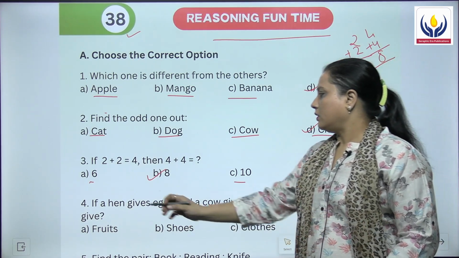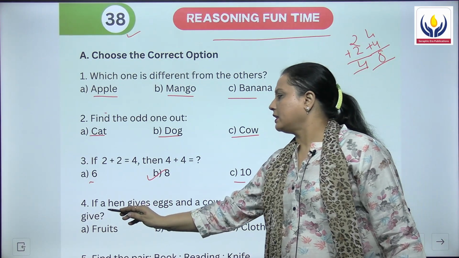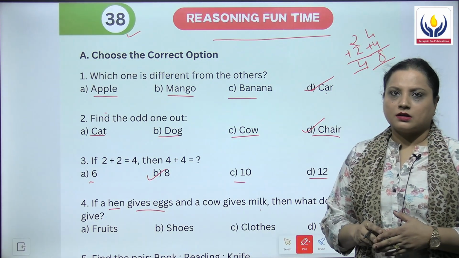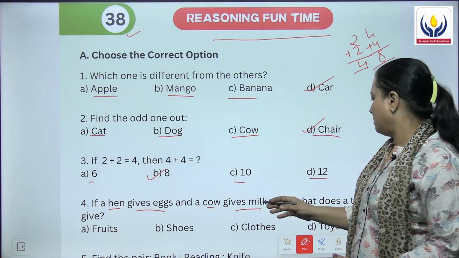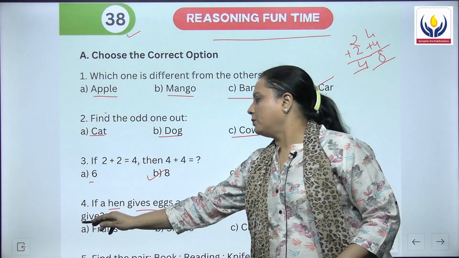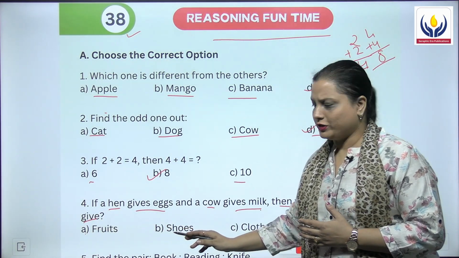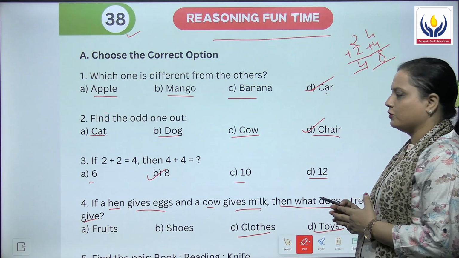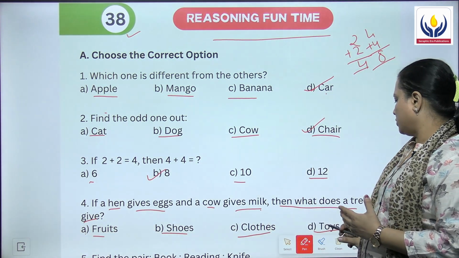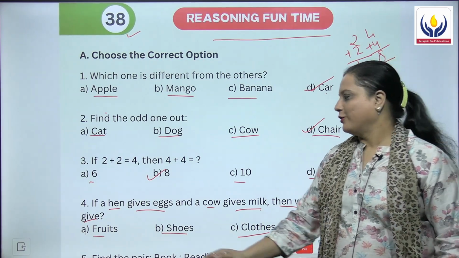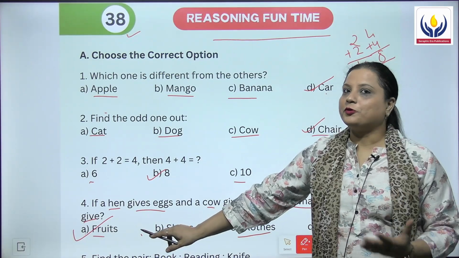Next we have, if a hen gives eggs and a cow gives milk. So they are saying, what does a hen give? It gives eggs and a cow gives milk. And what does a cow give us? Milk. Then what does a tree give? What does a tree give us? It gives us fruits, shoes, clothes, or toys. So obviously what is the answer? Fruits, shoes, clothes or toys? The answer is fruits. So the tree gives you fruits.